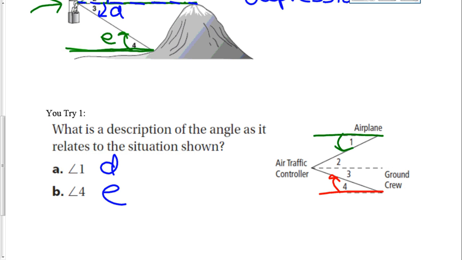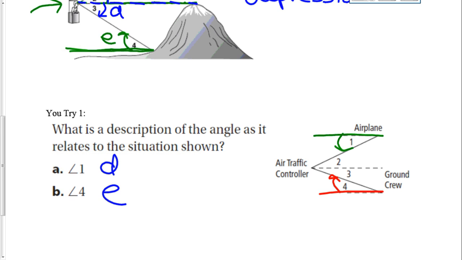Okay, now if you said that angle 1 is an angle of depression, you are correct. From the horizontal line, I had to draw an arrow going down to get to the other line that made up that angle. Angle 4 is an angle of elevation because from my horizontal line, I had to draw an arrow going up to get to the other leg of that angle. All right, now we're going to go ahead and do some trig problems with this.